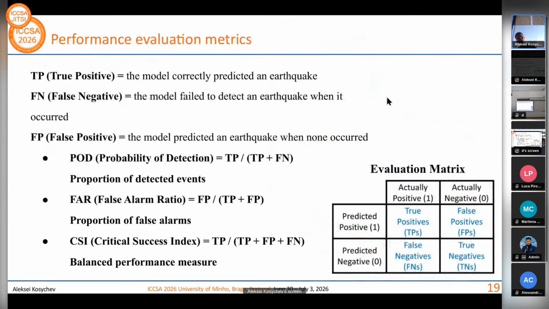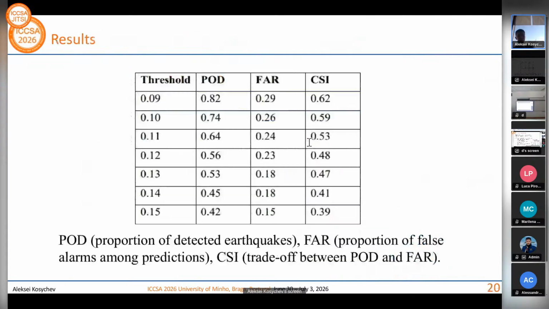To evaluate the method's performance, we use quite traditional metrics, for example, probability of detection, false alarm rate, and critical success index. The formulas are also presented on the slide. And after all of this, we are left with the following results. We tested different threshold parameters from 0.09 to 0.15. At the minimum tested threshold of 0.09, we got a probability of detection of 82% with a comparative false alarm rate of 29% and a critical success index of 62%. We can see that with the increase of the threshold parameter, the metrics start to decline, which is quite obvious.